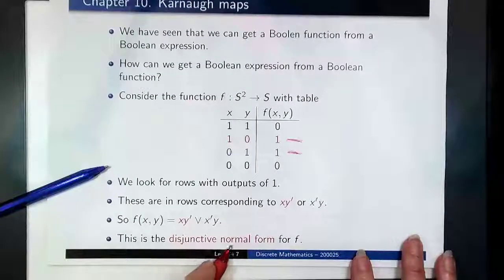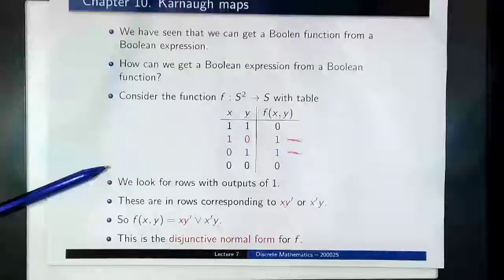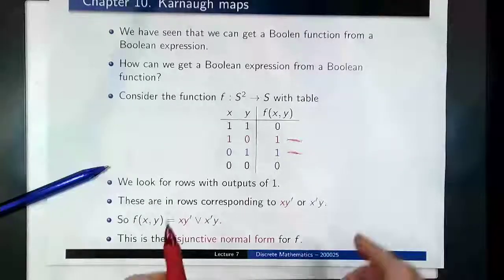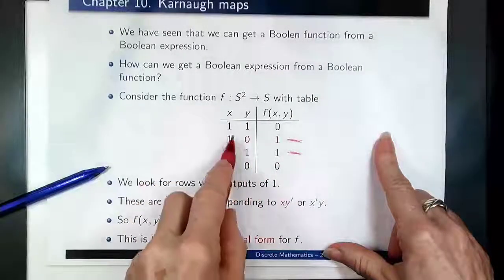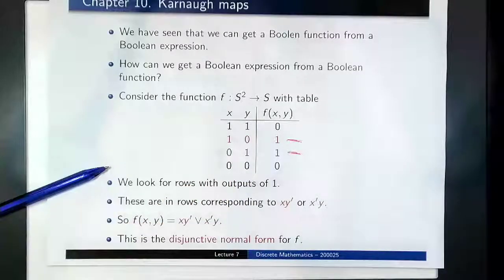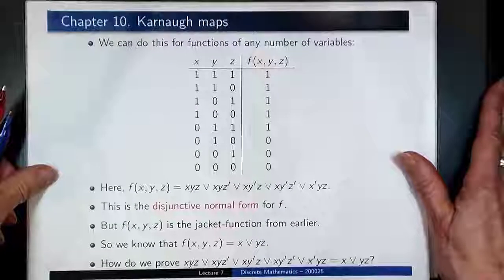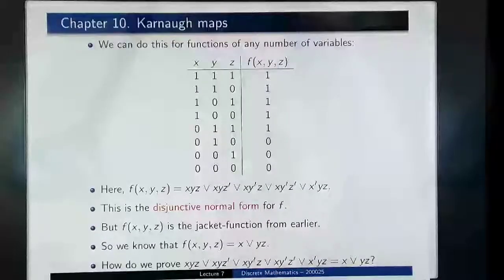This is called the disjunctive normal form. What that means is the expression is this or this or this or this or this, because I'm looking at each of the ones and telling you these are the cases in which you get 1. And we can do this no matter how many variables we've got. I could have a table with 20 variables and we could do this.